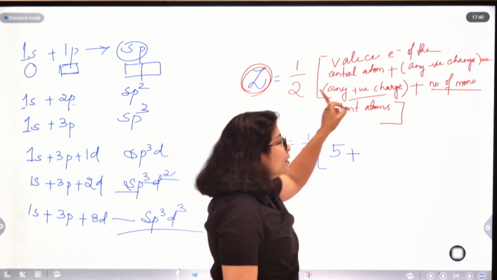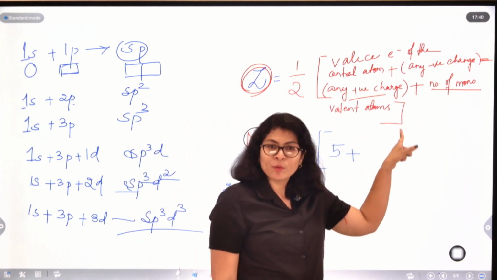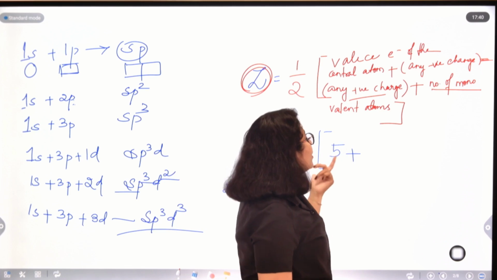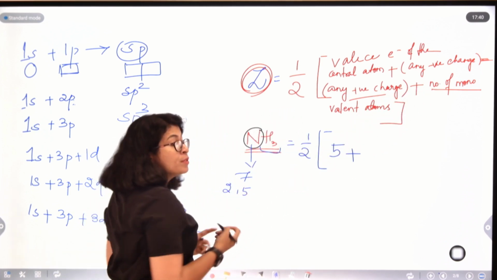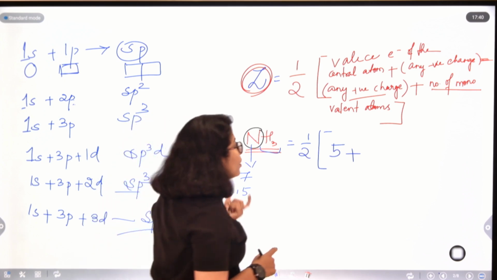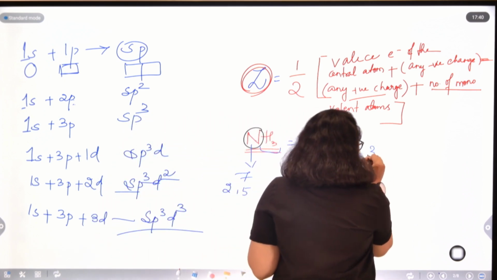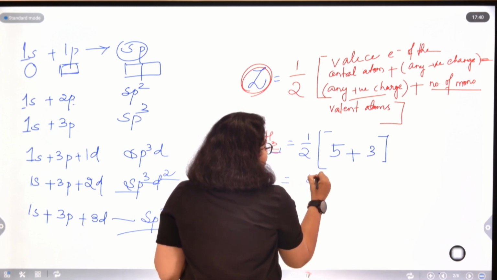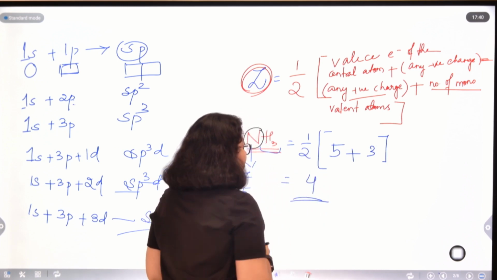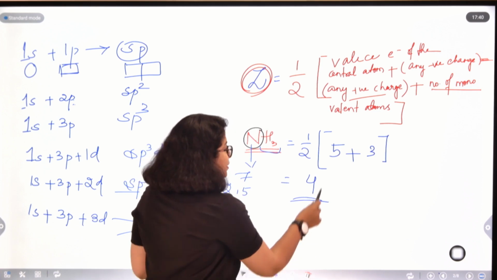Plus, is there any negative charge? No. Is there any positive charge? Obviously no. But the number of monovalent atoms we have here is hydrogen, which forms one bond, right? So the number of hydrogen atoms here is 3. So 5 plus 3, 8 by 2, it is 4. So this is the value of Z.